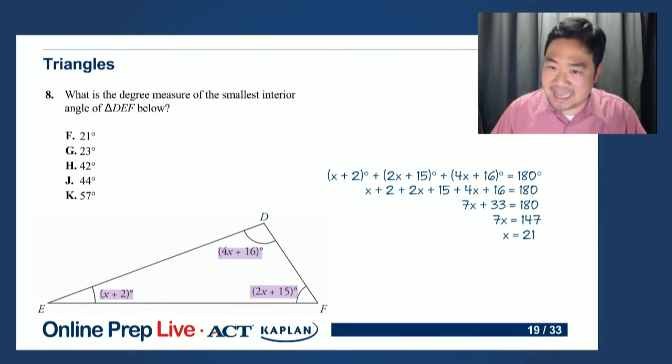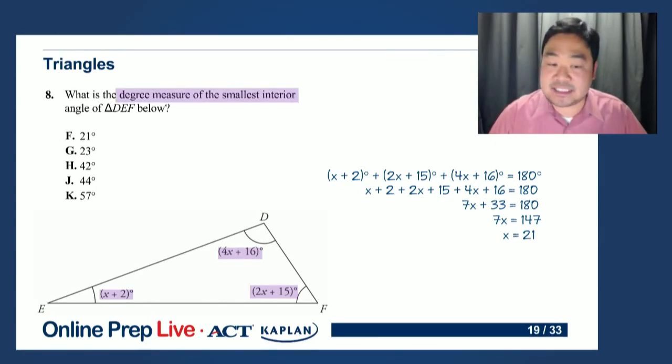And notice 21 is an answer choice. But what is the question asking you for? This is the difference between someone who is not quite so careful and maybe someone like you who is going to make sure that you're answering the right question. This is called strategic thinking. Thinking through what it is the question's actually asking me for. The degree measure of the smallest angle.